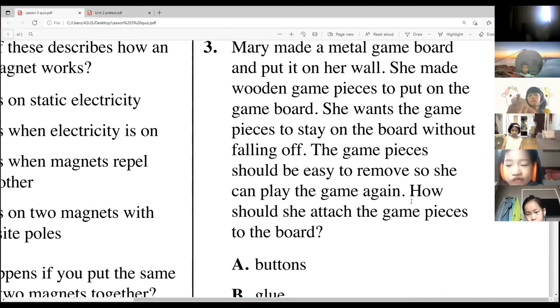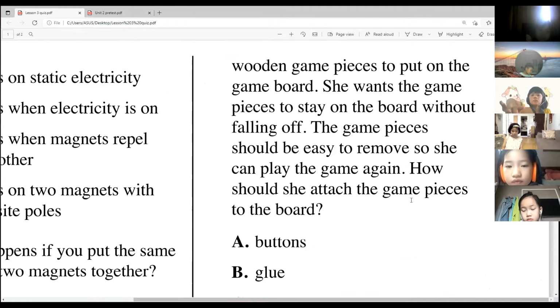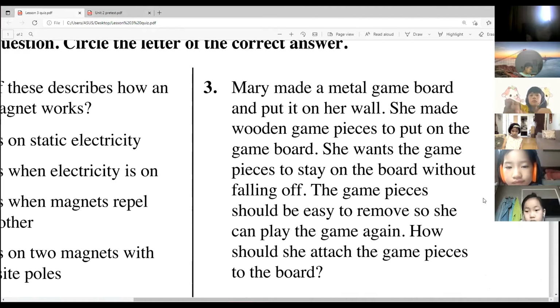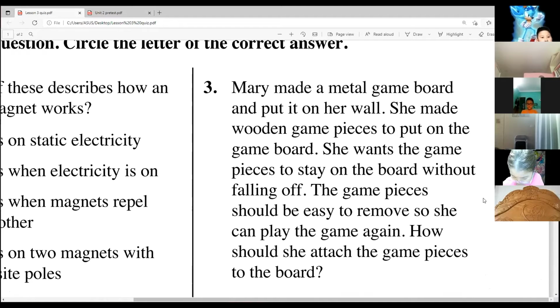Let's have someone else read. This is a lot of reading. Let's see who can do it. Let's have Scart. Let's see if Scart can do it. Let's read number 3.